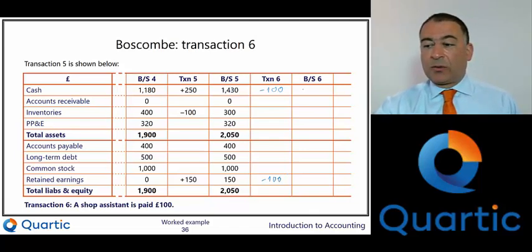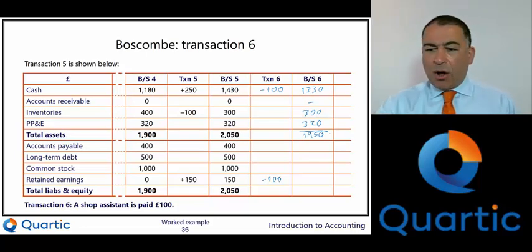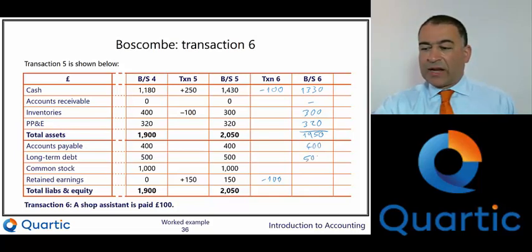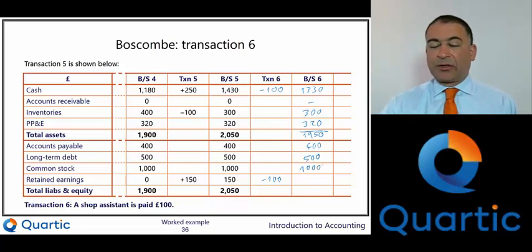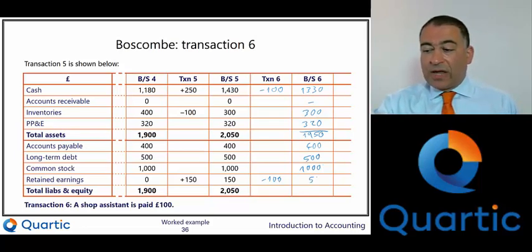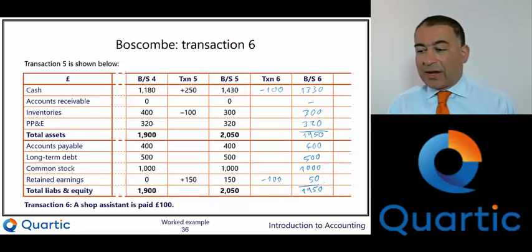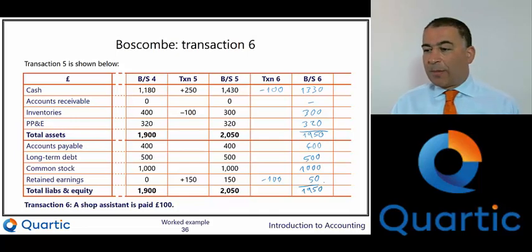So balance sheet now is 1330, no receivables, 300, 320, add that lot up, it comes to 1950. So we've gone down by 100. 1330 plus 300 plus 320 is 1950. On the liability side, we have still 400 payables, we have 500 debt, we have 1,000 common stock, but now our retained earnings have dropped from 150 down to just 50. And that adds up to 1950 as well. So 400 and 500 and 1,000 and 50 is 1950. There's your balance sheet number 6.